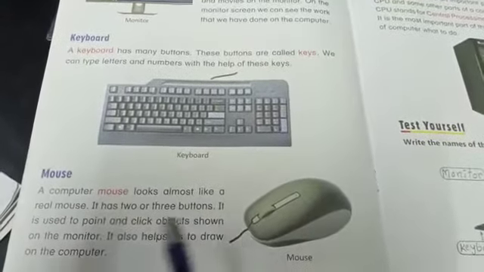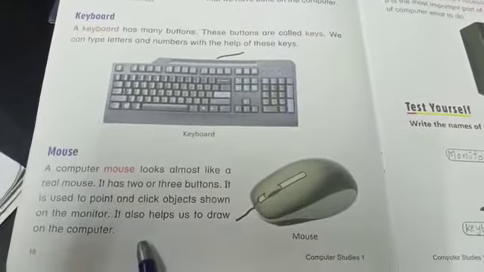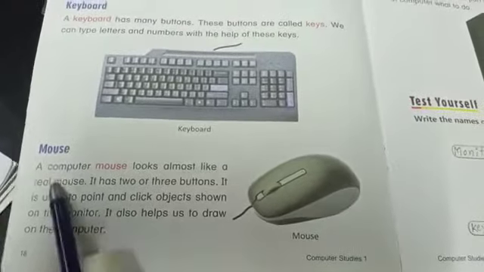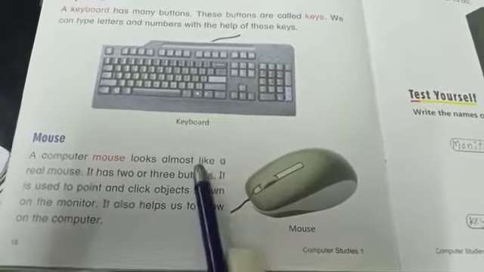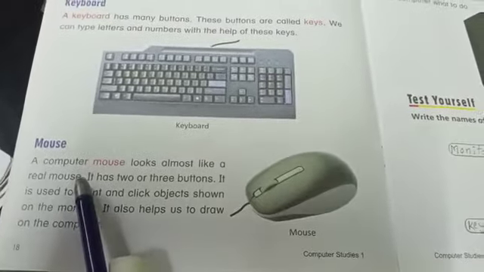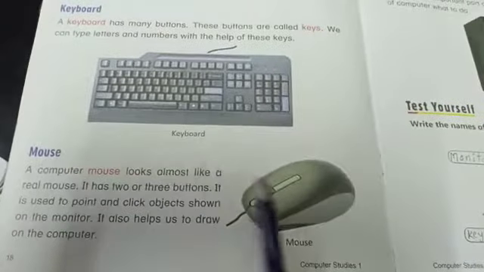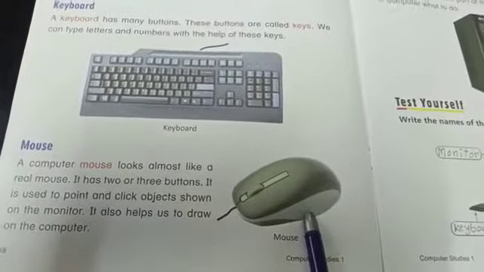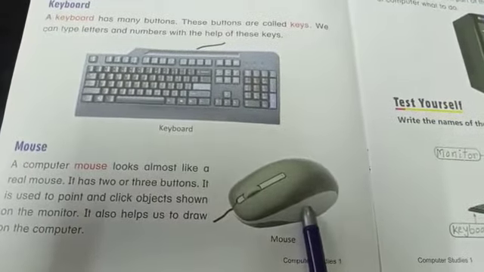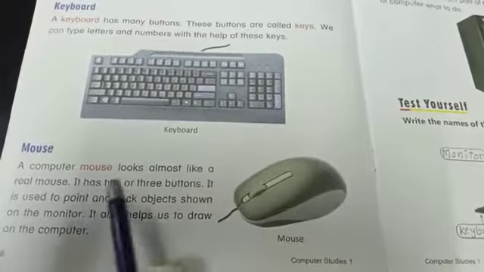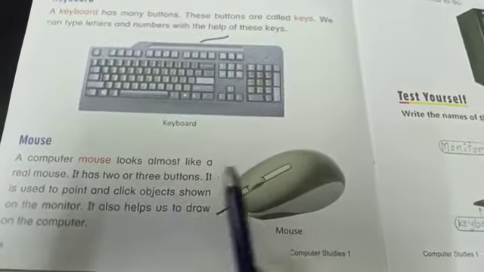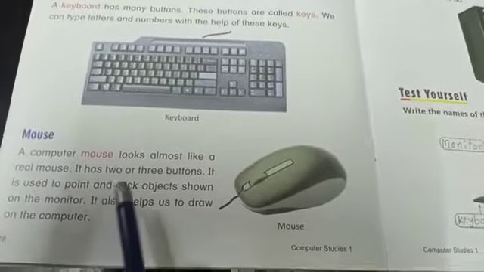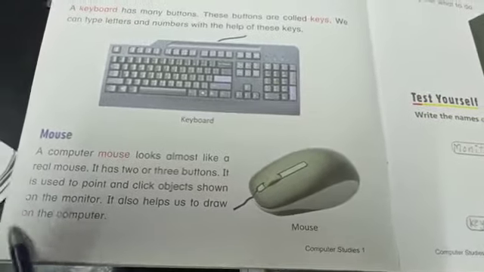The next one is mouse. See the picture of a mouse. A computer mouse looks almost like a real mouse. Have you seen a real mouse? The computer mouse also looks like a real mouse, but this is a very useful thing. It has 2 or 3 buttons. It is used to point and click objects shown on the monitor.